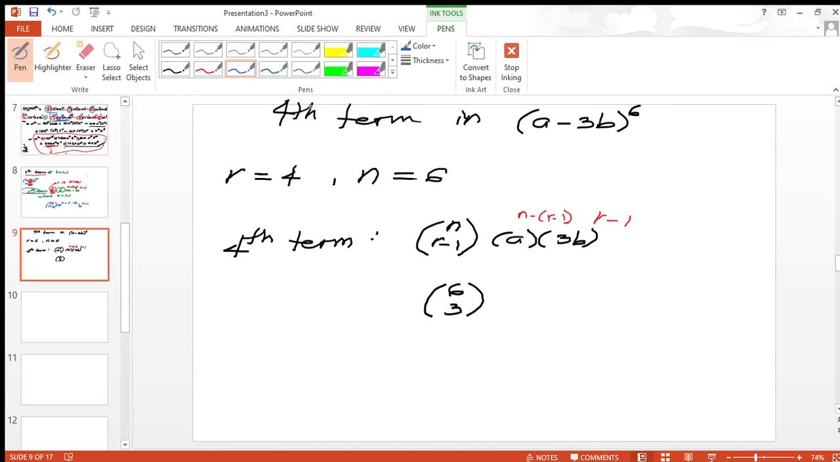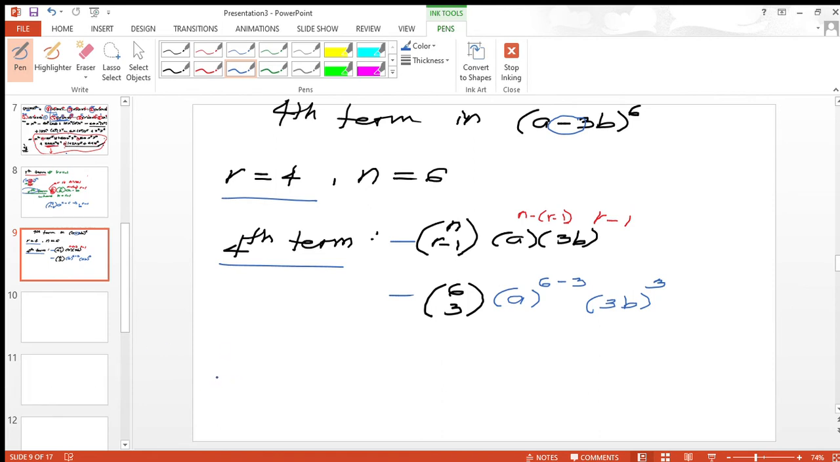Therefore, what do we now get there? This will now be a raised to, our n is 6, minus r minus 1. 4 minus 1 will be 3. And then we have 3b raised to r minus 1. R is 4, minus 1 will be 3. And then take note, this is negative. We are looking at the fourth term, therefore r is even, thus this must be negative. Therefore, our final answer will now be, so let's just have the computation.